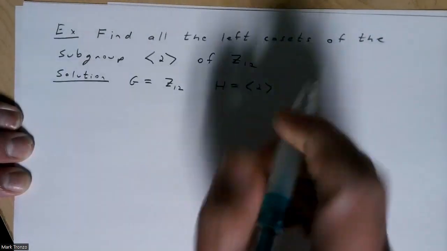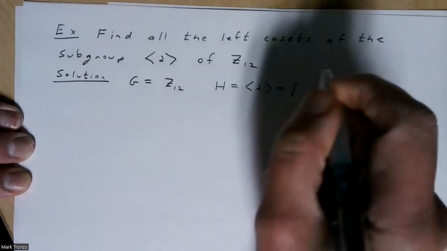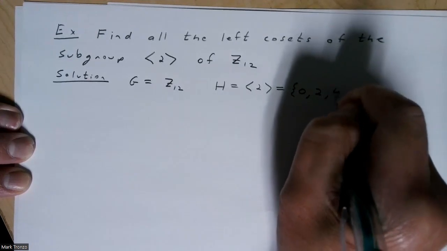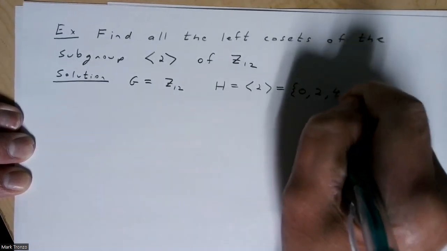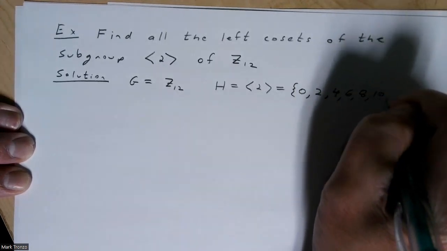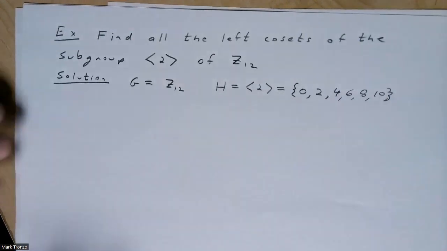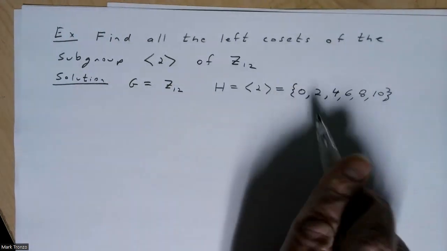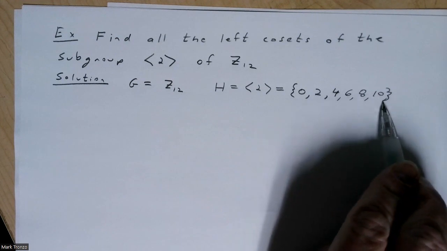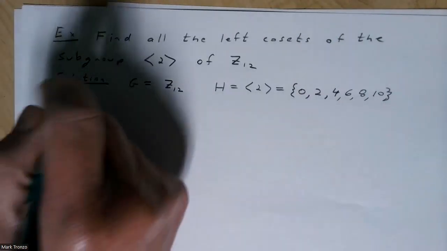And remember, 2 generates, if we keep adding 2's together, 2, then 2 plus 2 is 4, 2 plus 4 is 6, 2 plus 6 is 8, 2 plus 8 is 10. Now, 2 plus 10 is 12, so we go back to 0 and start all over again. So the cyclic subgroup generated by 2 will be this group here. So that's going to be our H. So now let's make the cosets.